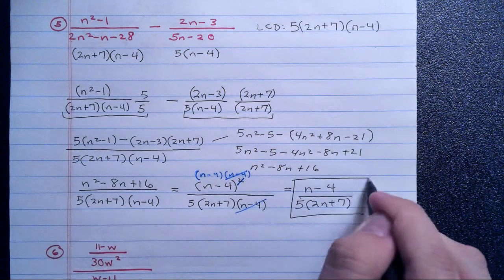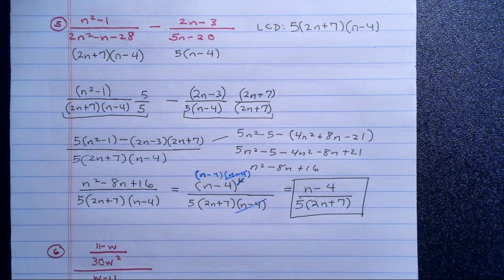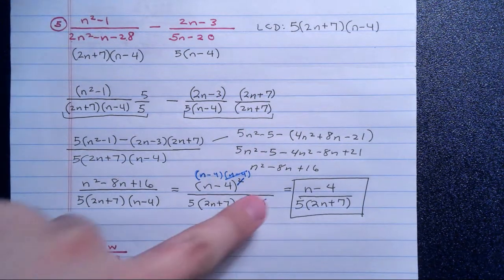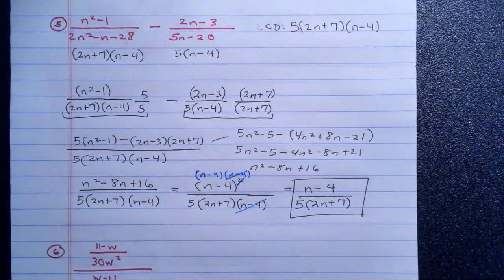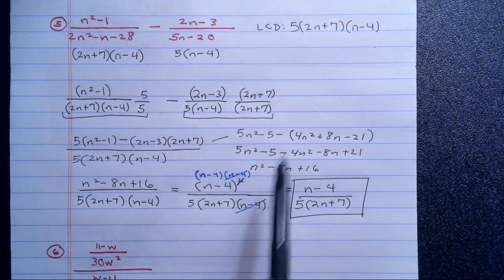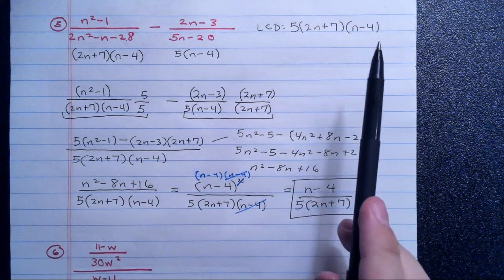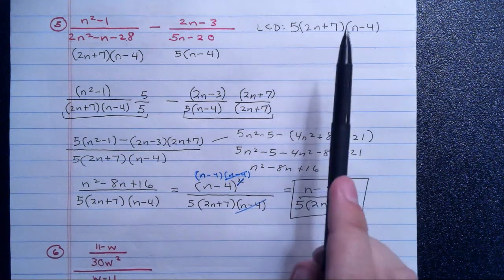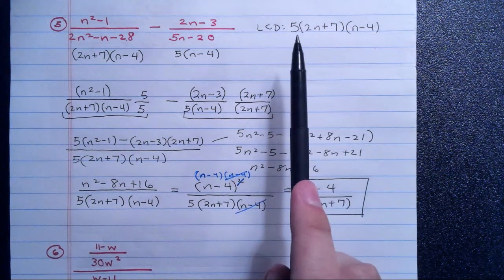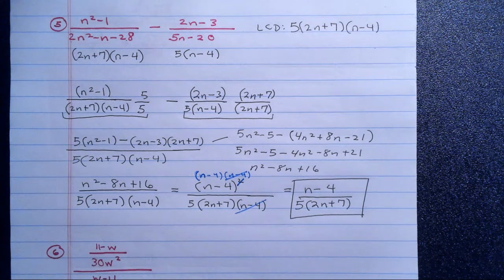And thus I have two equivalent expressions, the original and this. Now again, when are those equivalent? Provided that no denominator is 0. So provided that n is not 4, provided that n is not negative 7/2, and 5 equals 0 would not give me an additional solution. Okay?